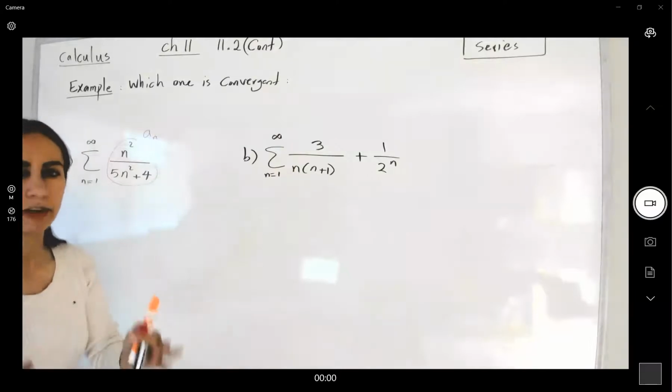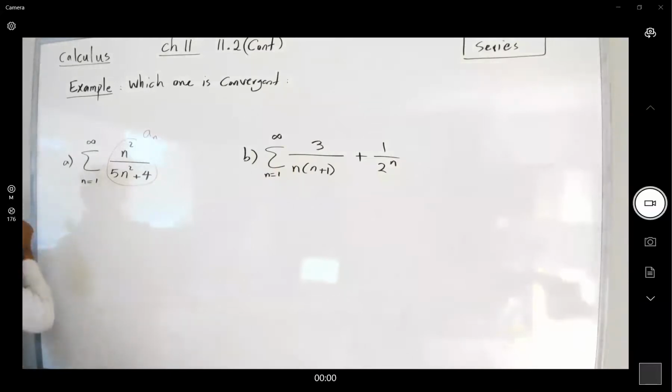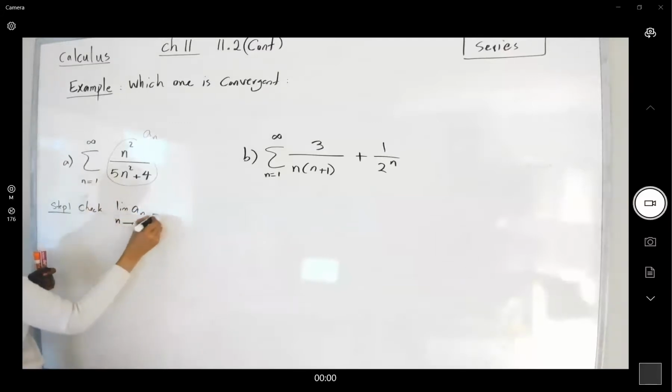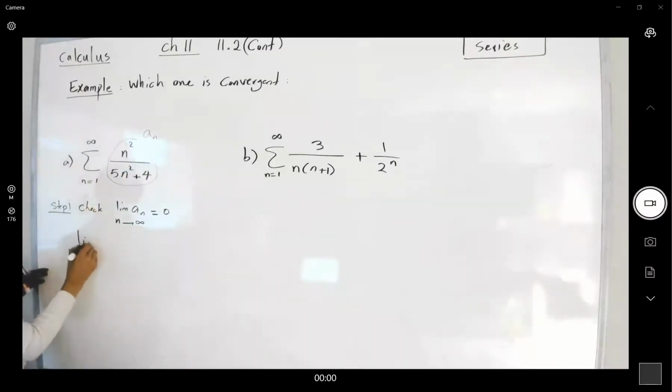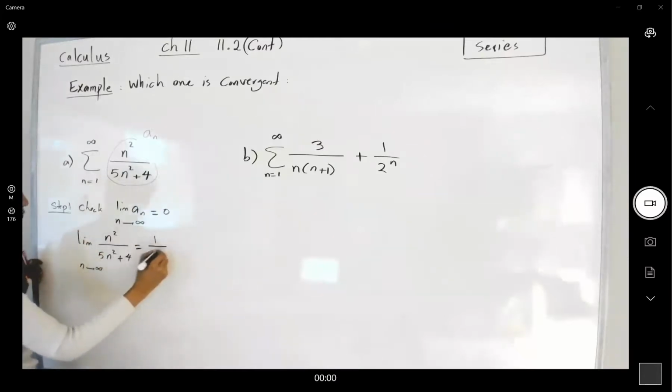When it comes to series, the very first step is to check the limit of the general term. So step 1, check the limit of a_n as n approaches infinity to be equal to 0. So let's check this guy. We have the limit of n squared divided by 5n squared plus 4 as n approaches infinity, which is, so you ignore the smaller term, you have 1 divided by 5, 1/5, which is not 0.